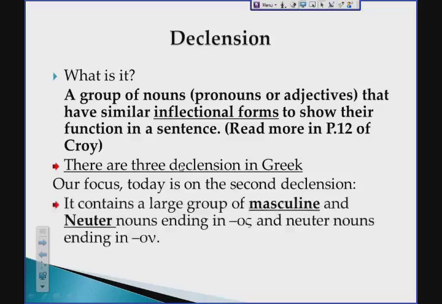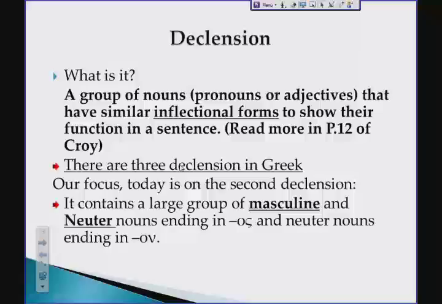Our focus today is on the masculine and the neuter nouns. That is, nouns of the second declension. Last week you did nouns of the first declension, the feminine. And then the neuter, the masculine forms, they have an ending in os. And then the neuter have their ending in on.